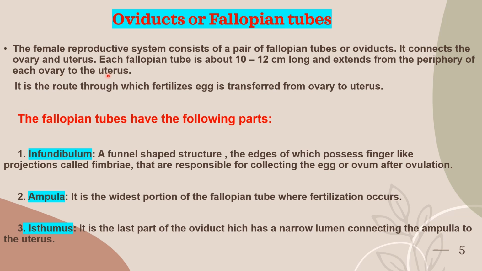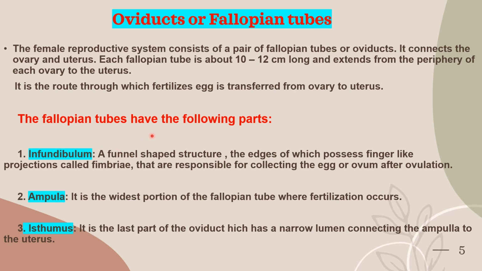It connects the ovary to the uterus, and it is the route through which the egg is transferred from the ovary to the uterus. The oviduct or fallopian tube is the site of fertilization, where fertilization happens. After the egg gets fertilized in the fallopian tube, it reaches the uterus for implantation.